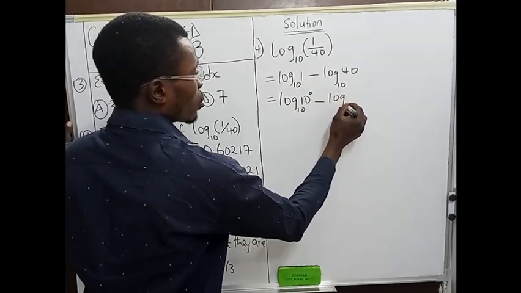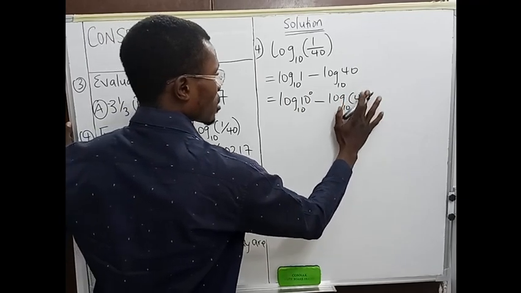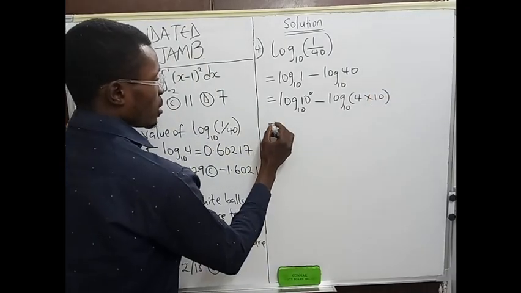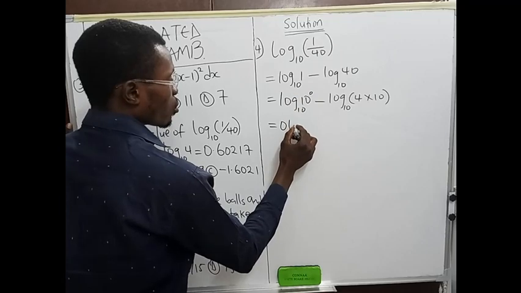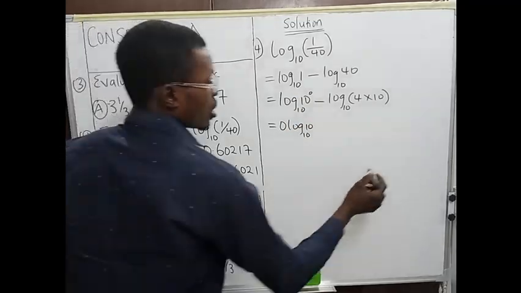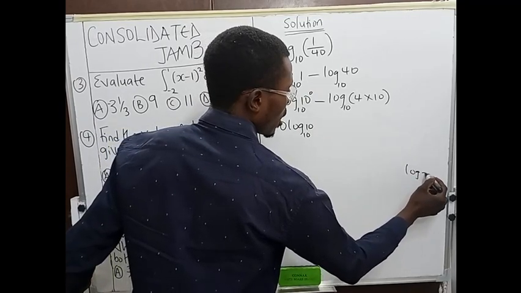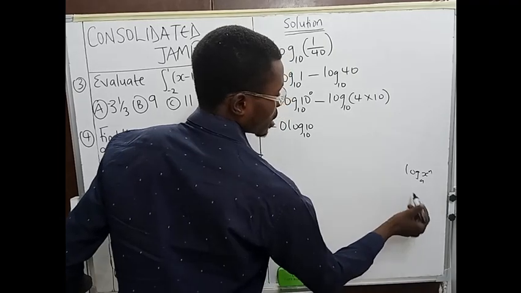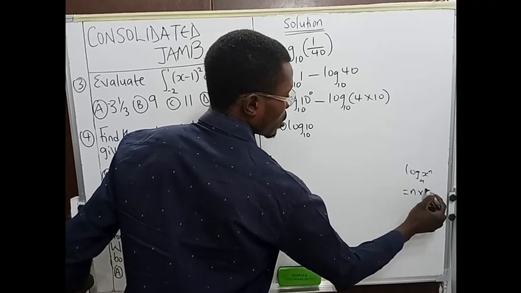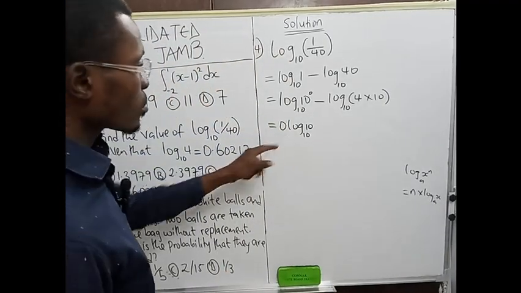Minus what? Log, I split this, I have what? 4 times 10. Okay? And this will give me what now? This is 0 log, right? 10 base 10. Okay? Given a log of a number, let's say x to the power of n, right? Can be given as what? The n multiple, n times log x, right? So that was what I did here.